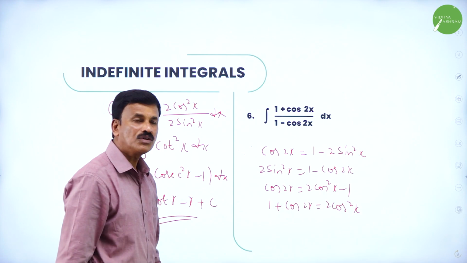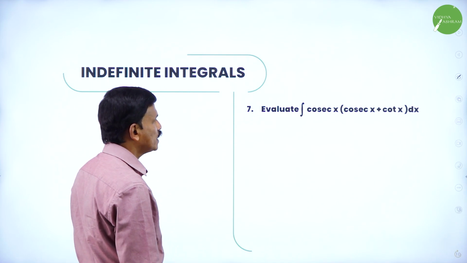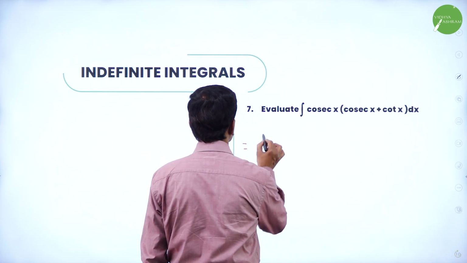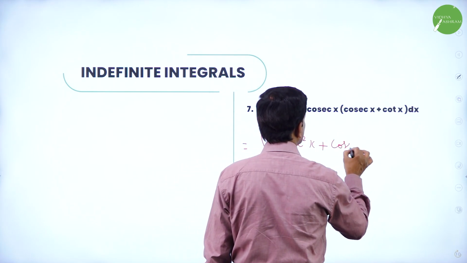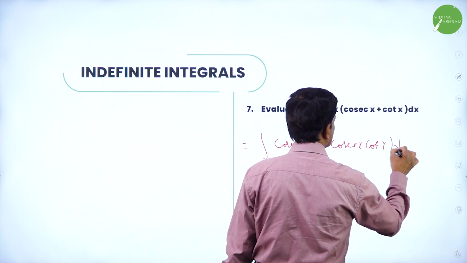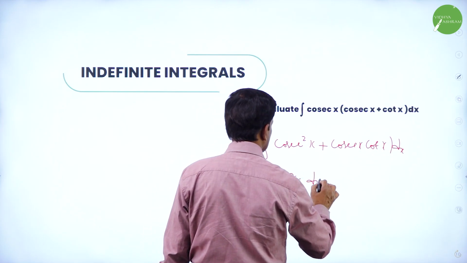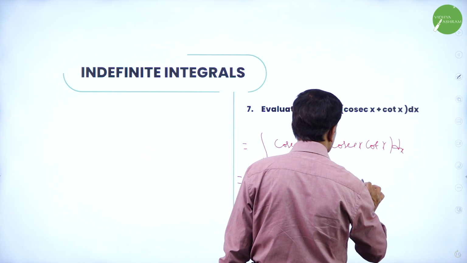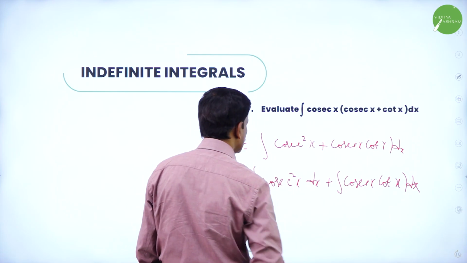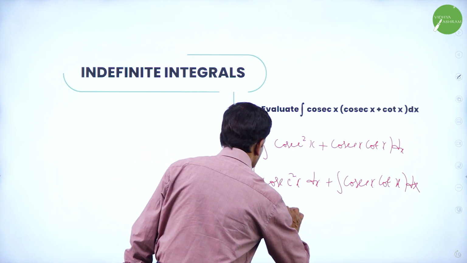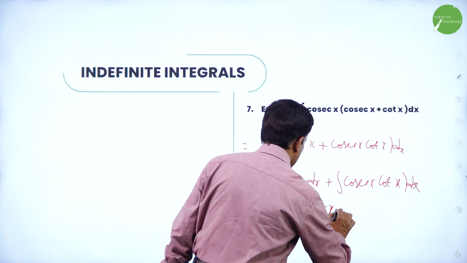Okay. Now move on to the next problem. Evaluate, this is 1 marker or 2 marks question. Integrate cosecant x into cosecant x plus cot x dx. So this can be written as integral of cosecant into cosecant is cosecant square x plus cosecant x into cot x dx. So this can be written as integral of cosecant square x dx plus integral of cosecant x into cot x dx. So integral of cosecant square x is minus cot x and integration of cosecant x cot x is minus cosecant x plus c.